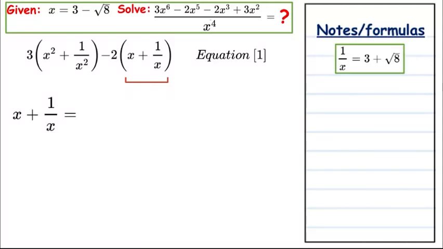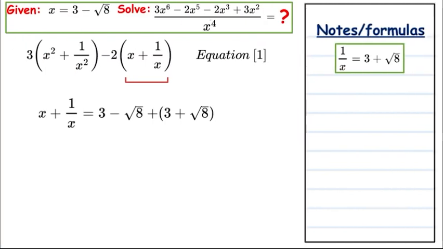Now let's complete the internal term by adding x plus 1 over x. So all we've got to do now is take 3 minus the square root of 8, and we're going to add in the 3 plus the square root of 8. And we're going to get a value of 6 as the radicals cancel. So we have the first term.